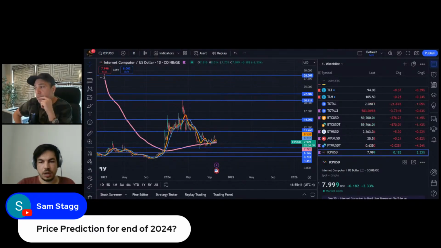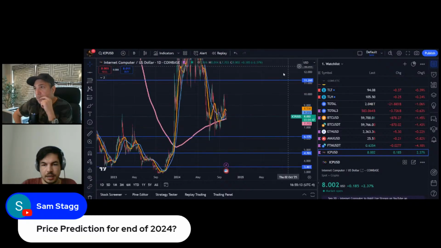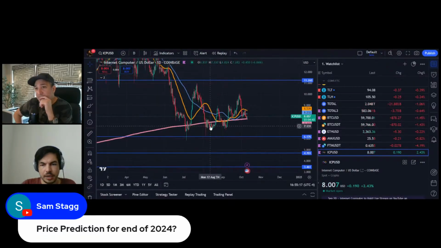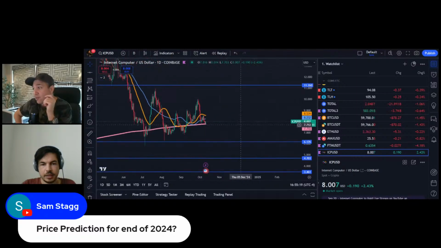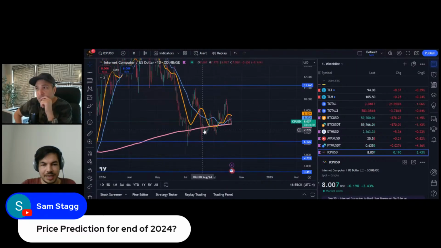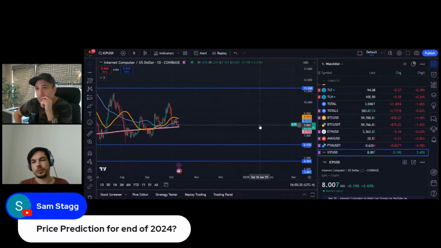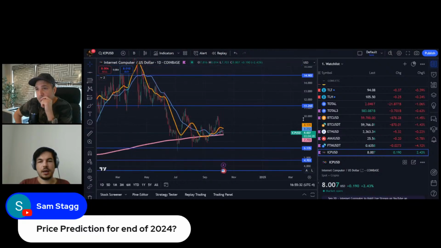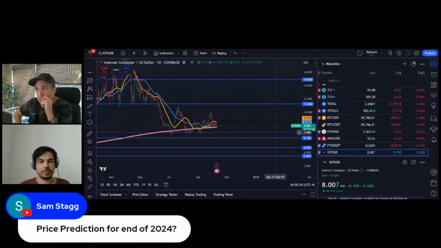I would have nibbled at some at 770 if I was paying attention, but I wasn't. I actually bought some down here. I was buying in the 7 range anyway. I think as this just rolls on, if you get responsiveness from Bitcoin, responsiveness from Ether, and you start to see risk appetite flow back into the market, this thing should move, man.